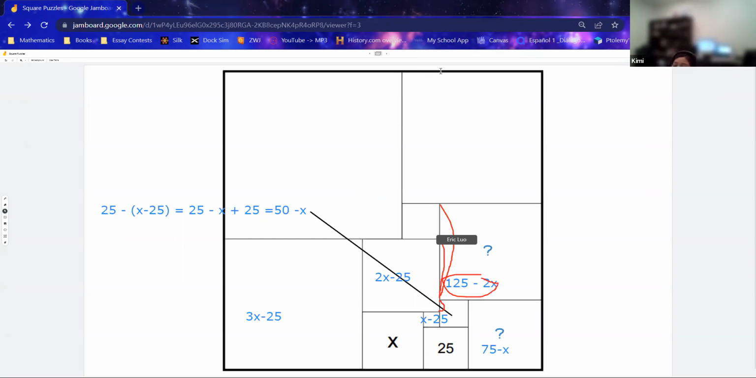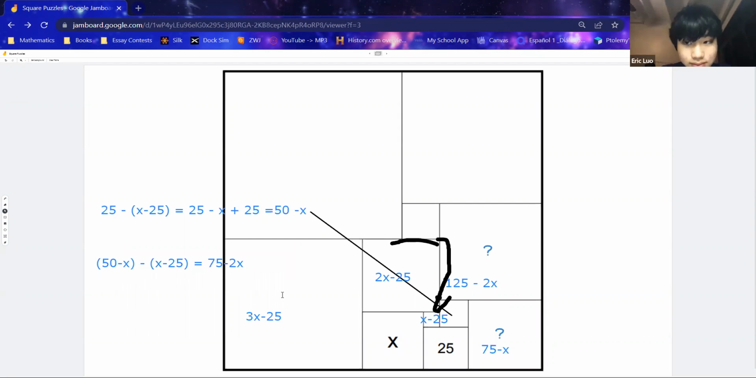I have an idea now. I think I have an idea. So 50 minus x minus 25 is 25 minus x, which means this length right there is 25 minus x, which means we'll be able to find this length because 2x minus 25... I think. Yeah, I think you're on the right track, Kimmy.